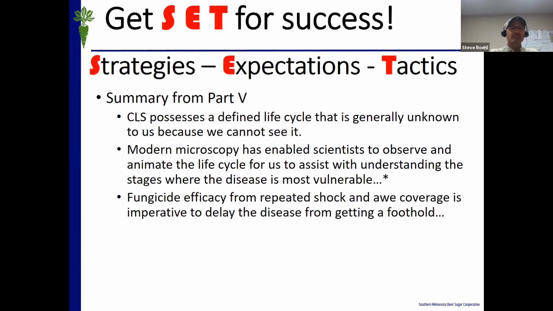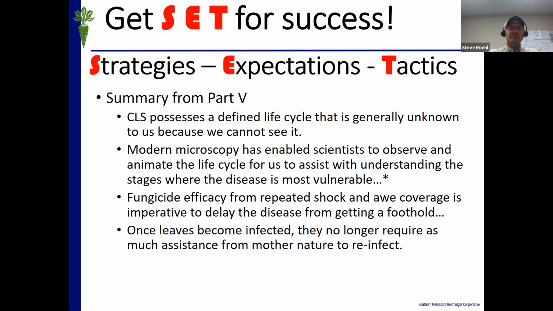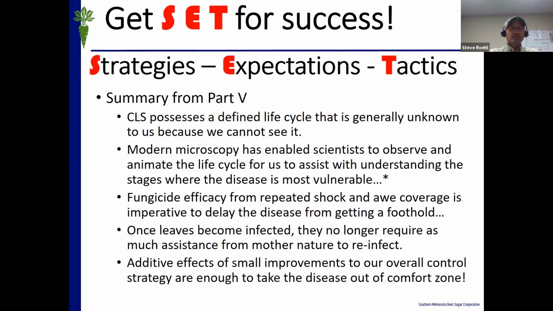Fungicide efficacy from repeated shock and awe coverage is imperative to delay the disease from getting a foothold and prevent it from being able to self-perpetuate. Because once leaves become infected, they no longer require much assistance from Mother Nature. They can do it all on their own based upon gravity feed and the free moisture that we get from dews later in the season. Remember this: additive effects of small improvements to our overall control strategy are enough to take the disease out of its comfort zone so we can grab the steering wheel and navigate our ship. We have control of our destiny, and we can control the disease in 2021.